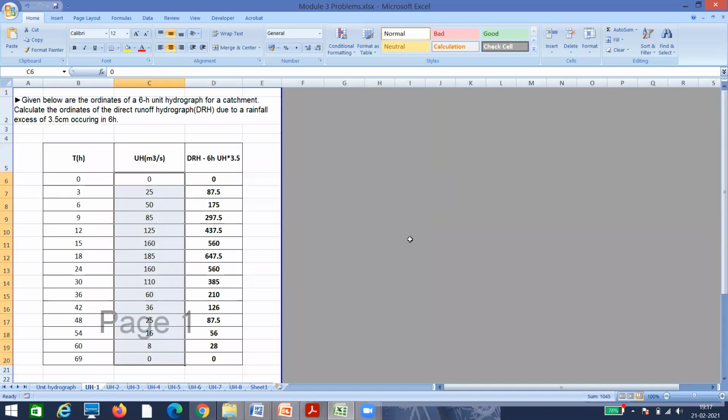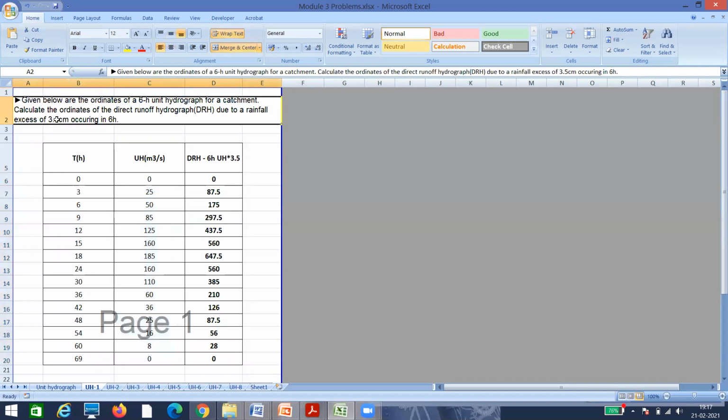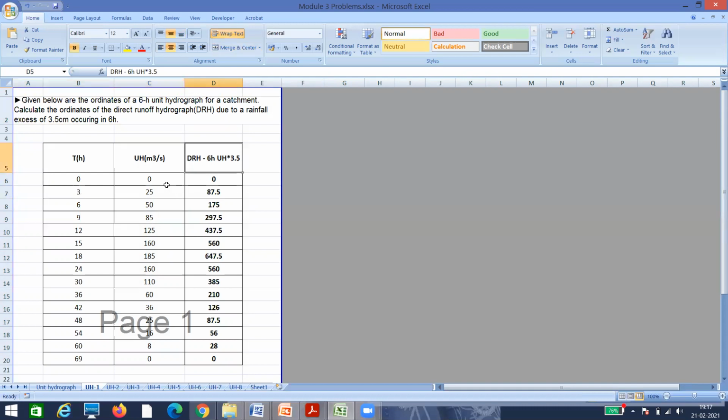Now the second problem is your unit hydrographs are given. From there, you have to derive your direct runoff hydrograph. Here the ordinates of a 6-hour unit hydrograph are given. The time is given for every 3 hours. The ordinates are given, and we have to calculate the direct runoff hydrograph for every 6 hours. So here it's a simple problem. If the rainfall excess, here it is given as 3.5, what you have to do is you just have to multiply the ordinates into 3.5.